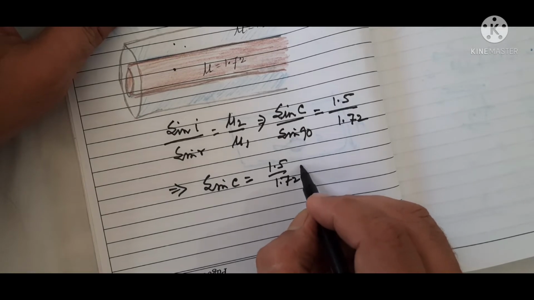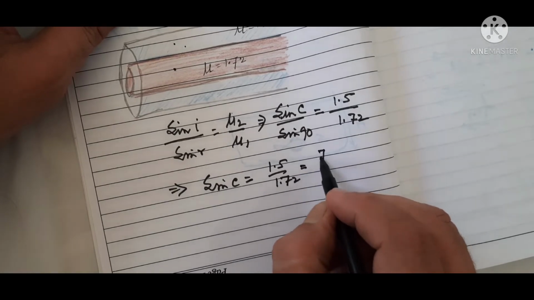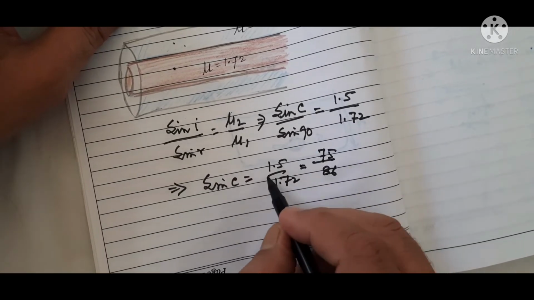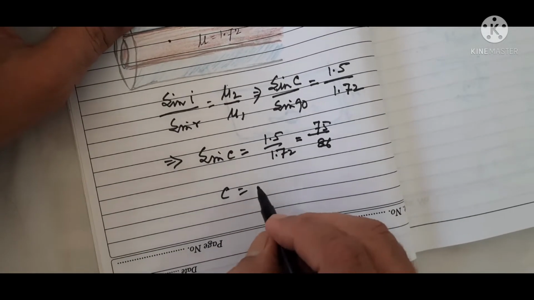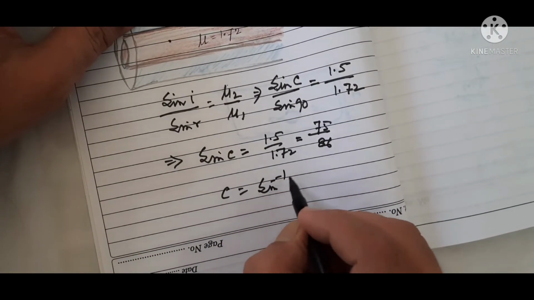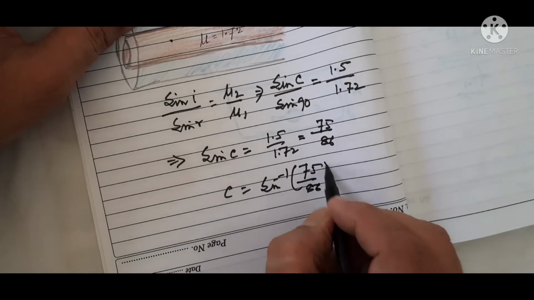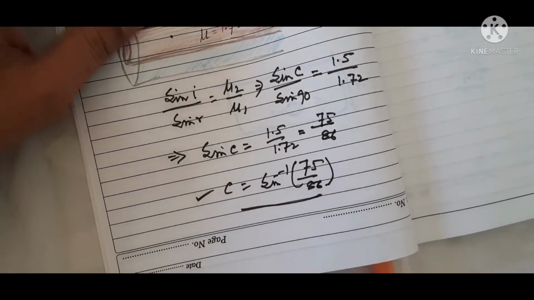If you calculate, you will get 75 by 86. So C is equal to sine inverse of 75 by 86. If you do not know the value, it is better to write it like that. That should be your answer.